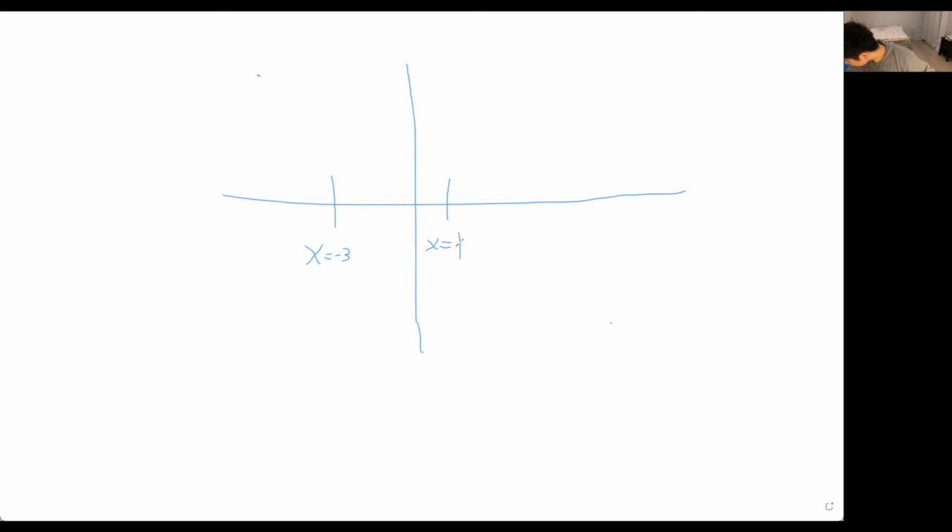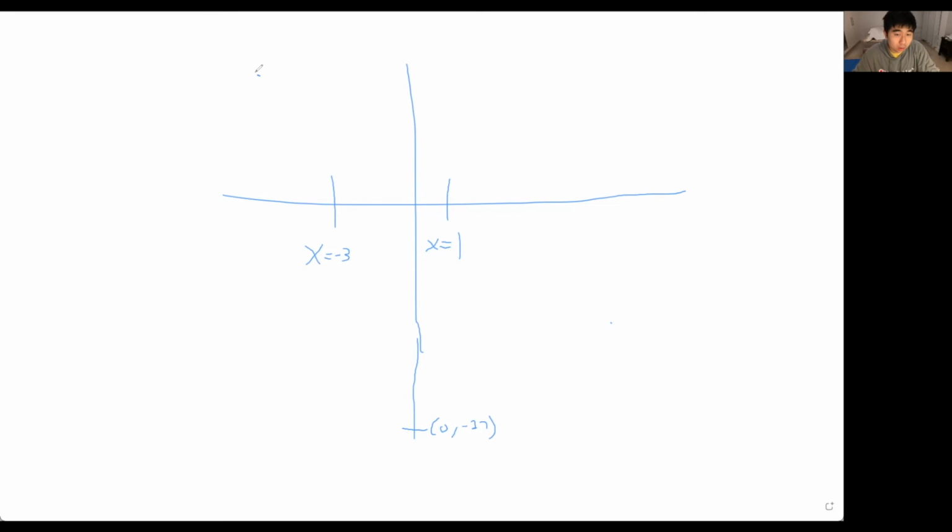Just double checking here on the side. Yep, okay, those are the x-intercepts. And the y-intercept, we can go a little further down, I guess. It is at (0, -27). Okay, so the function starts in quadrant 2 and ends in quadrant 4.